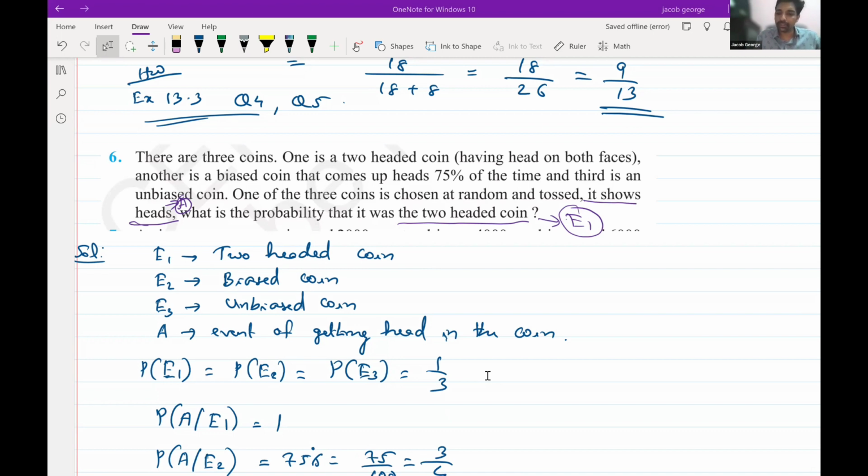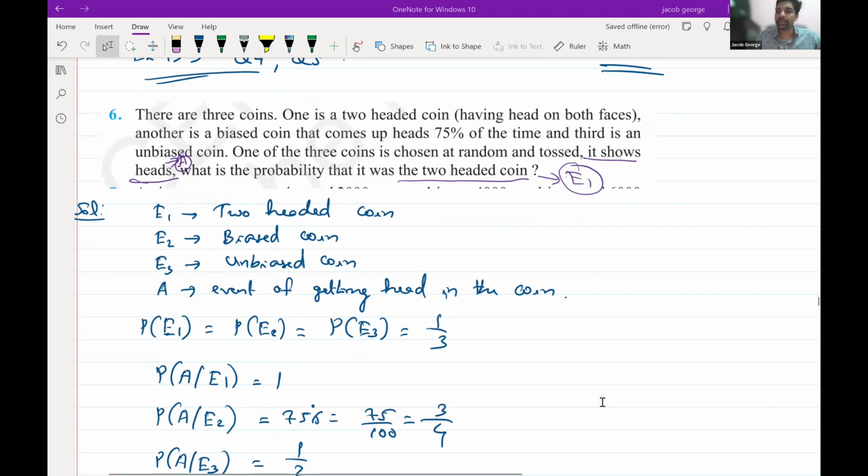So please take that meaning of that writing, a conditional probability, A given E1. What is A here? Capital A here? Event of getting a head. Event of getting head, given that it is from E1. E1 means two-headed. In two-headed, both the faces are head. So the probability is 1. Is it clear? P of A given E1 is 1.